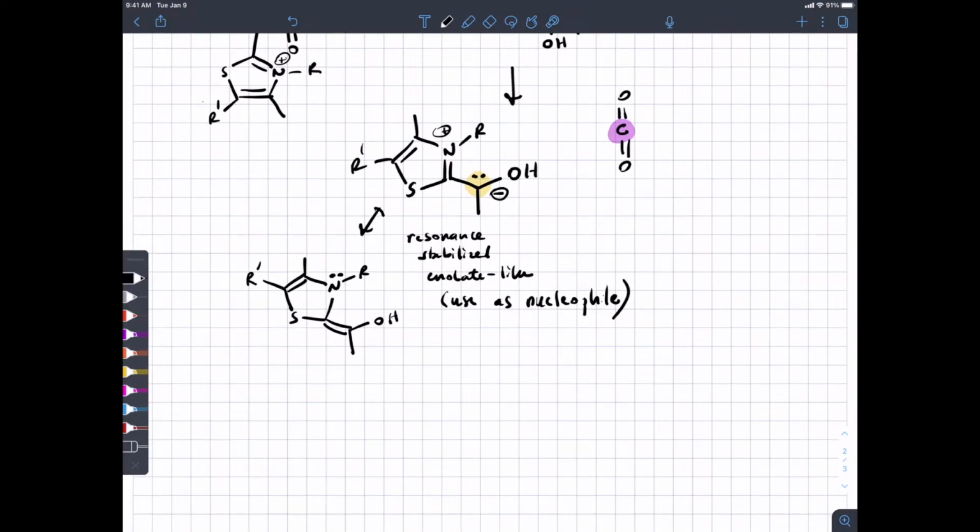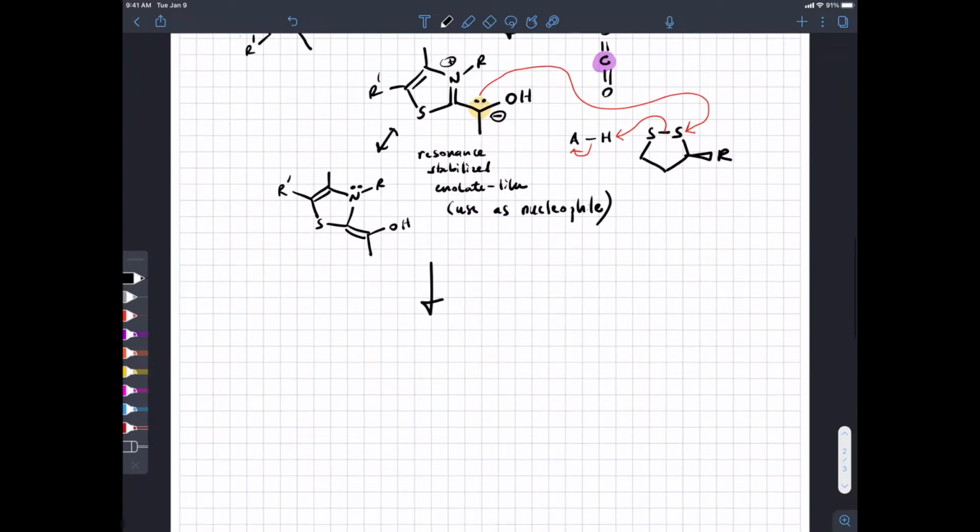What happens next is the oxidation step. So this step involves our disulfide. The nucleophilic carbon will attack this sulfur, and then that will break the sulfur-sulfur bond, and the other sulfur that leaves will pick up a proton. And the product of that step is this.